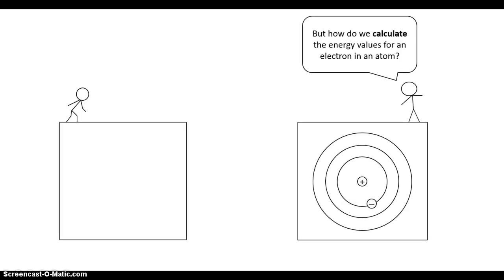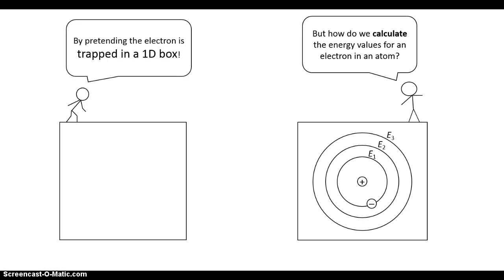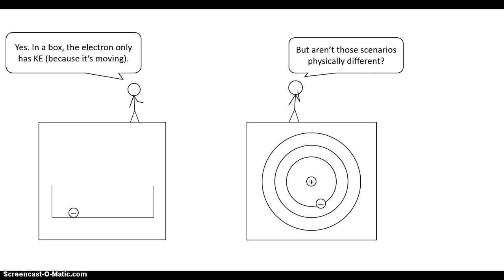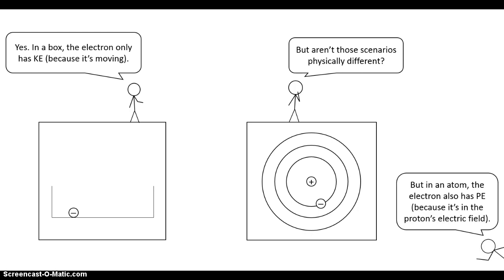But how do we calculate the energy values for an electron in an atom? How do we find the values of E1, E2, and E3? By pretending the electron is trapped in a 1D box. But aren't these two scenarios physically different? Yes, in a box, the electron only has kinetic energy. But in an atom, the electron also has potential energy.